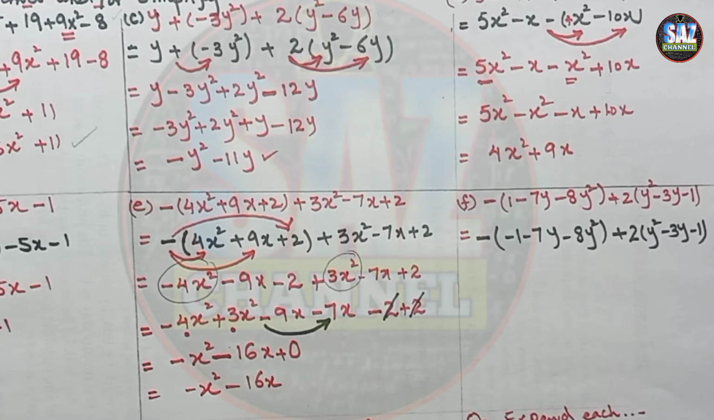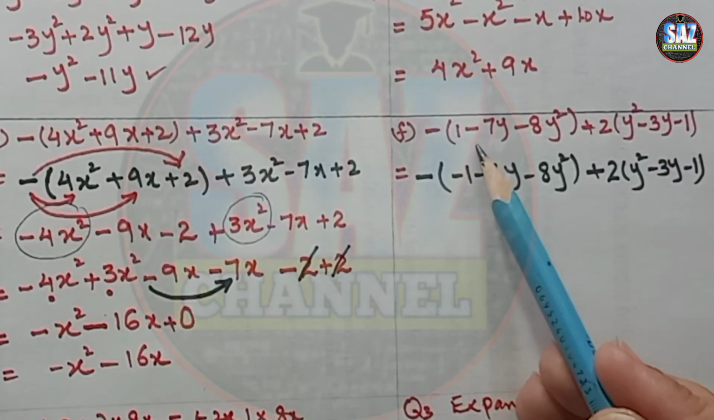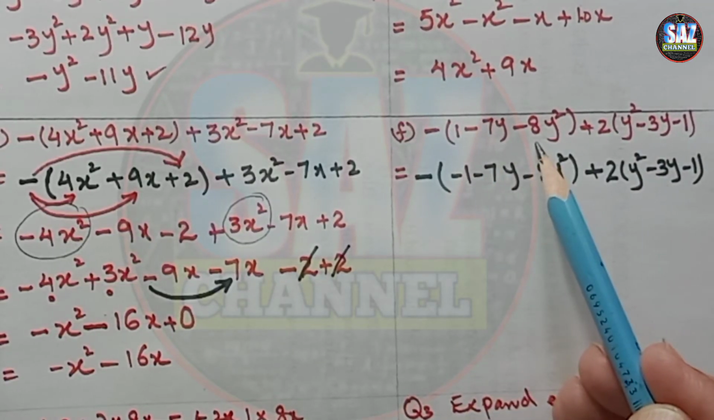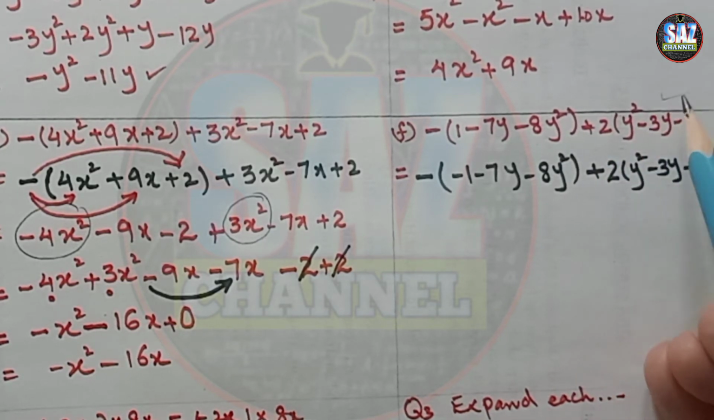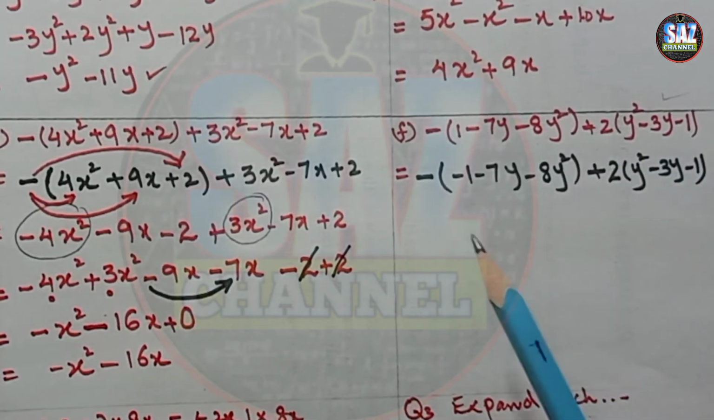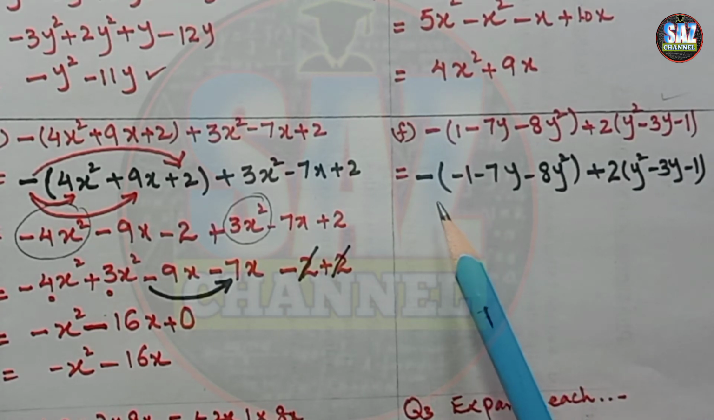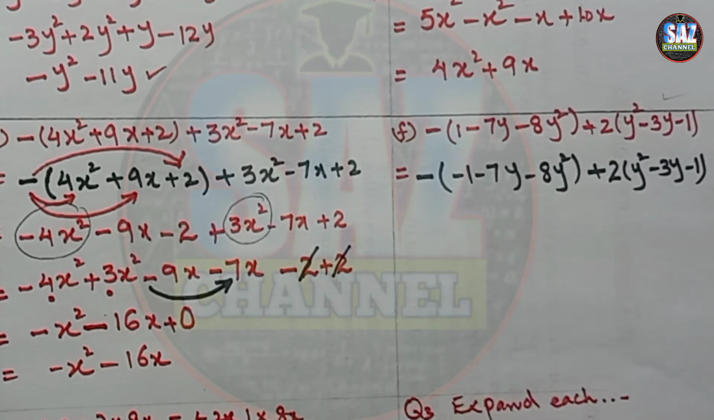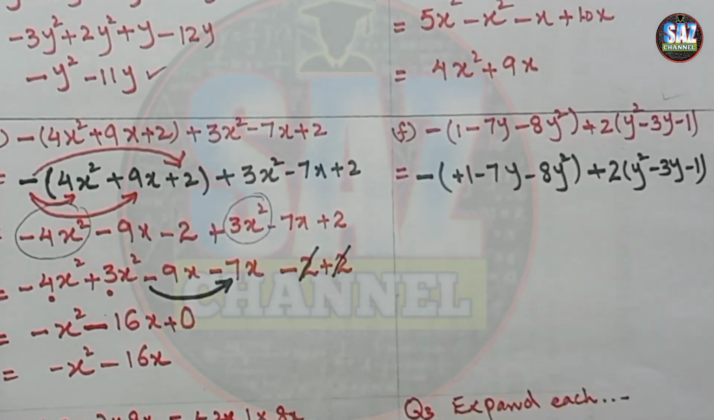And let me quickly move to the last part of this question, and that is minus 1 into 1 minus 7y minus 8y square plus 2 into y square minus 3y minus 1. I always ask my students to confirm the question before the solution, because if there is any mistake, that can be corrected in the beginning. So this is actually a positive sign, so make it positive.